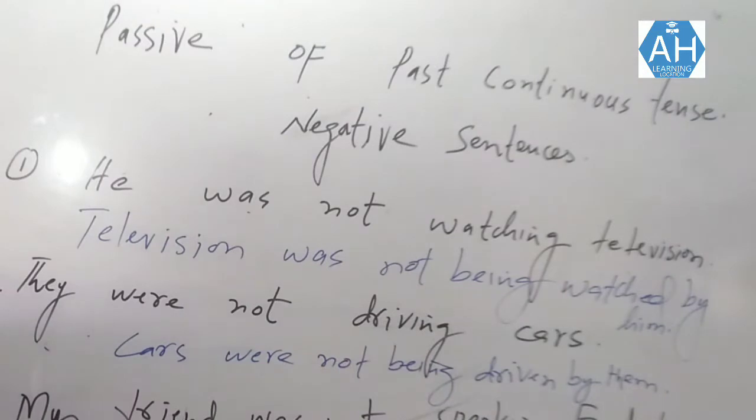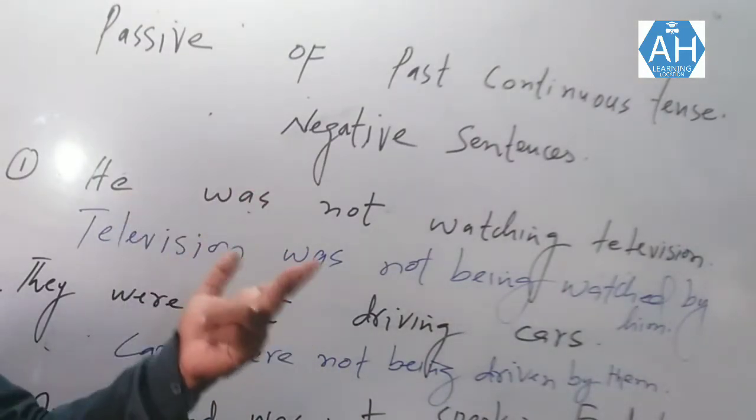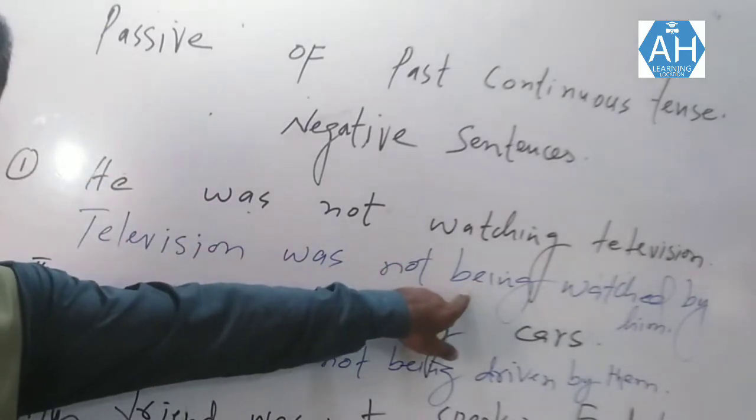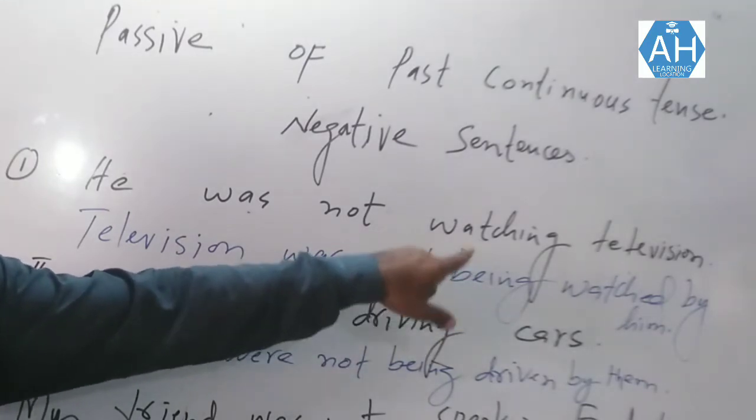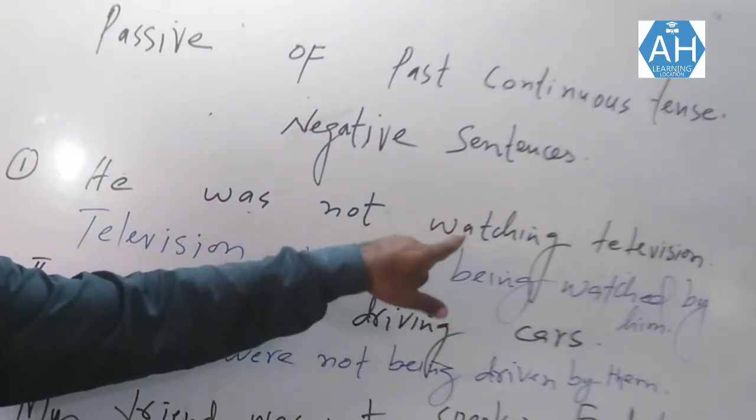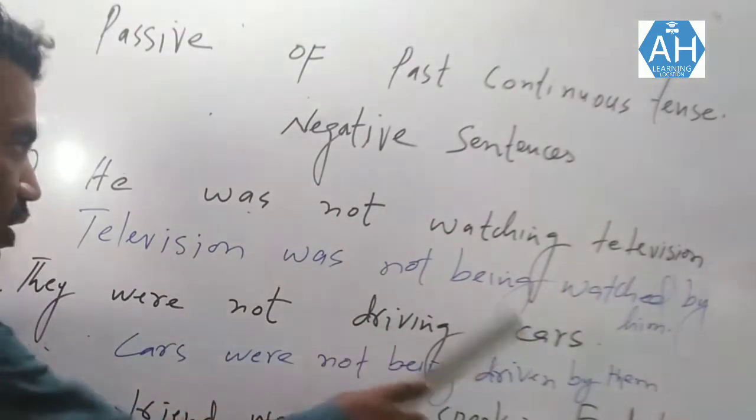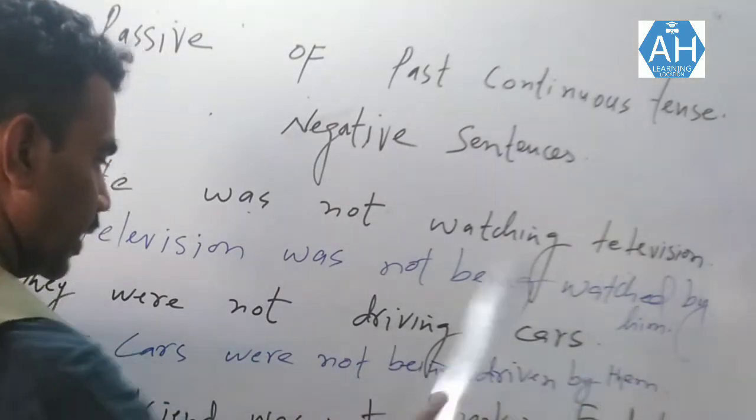Being is necessary. How can we know this is a passive voice sentence? How can you know this is the continuous tense of passive voice? Through this mark, being, you can recognize that this is a past continuous passive sentence. Clear? So number 2, they were not driving cars. What is the answer? Where is the object? Cars. Cars were not. Negative. Here is not, here also not. Cars were not being driven by them.